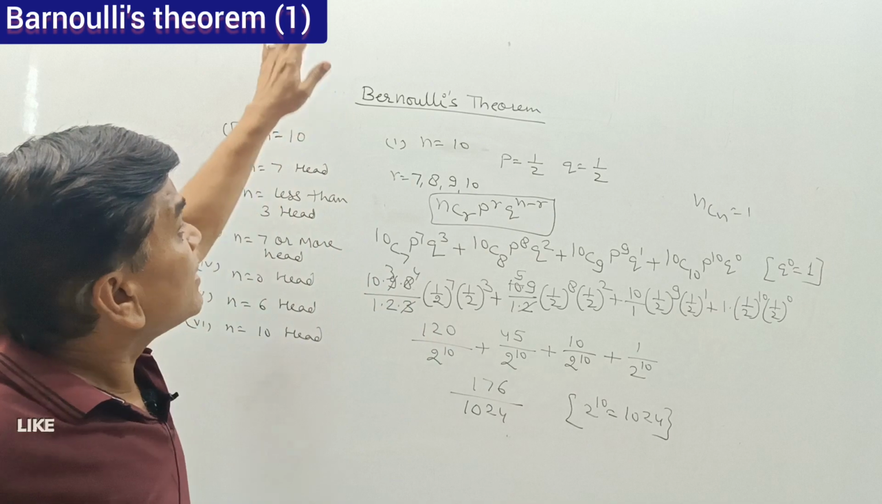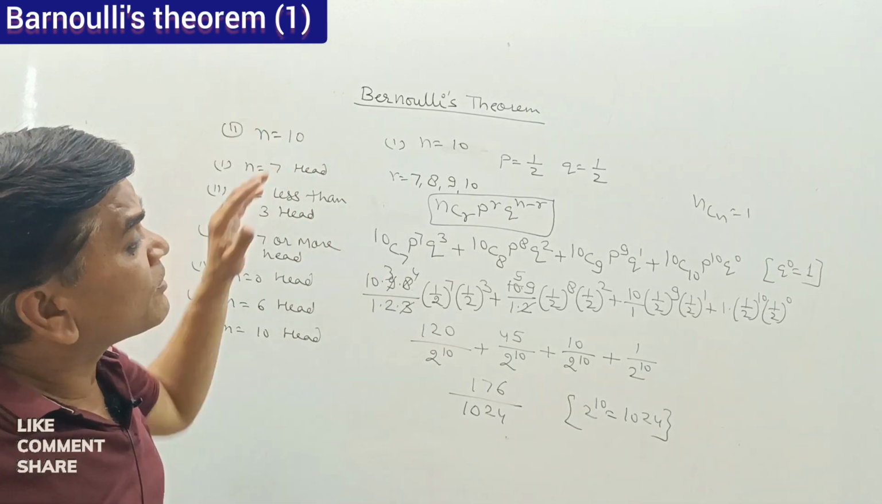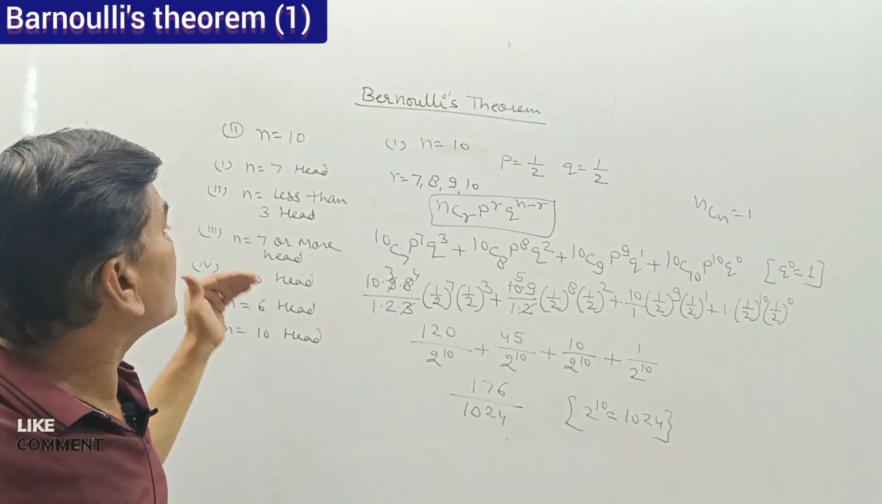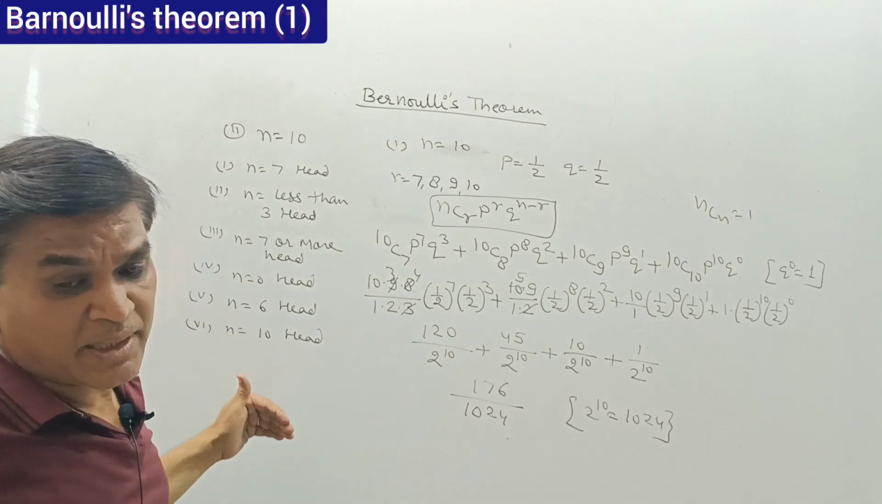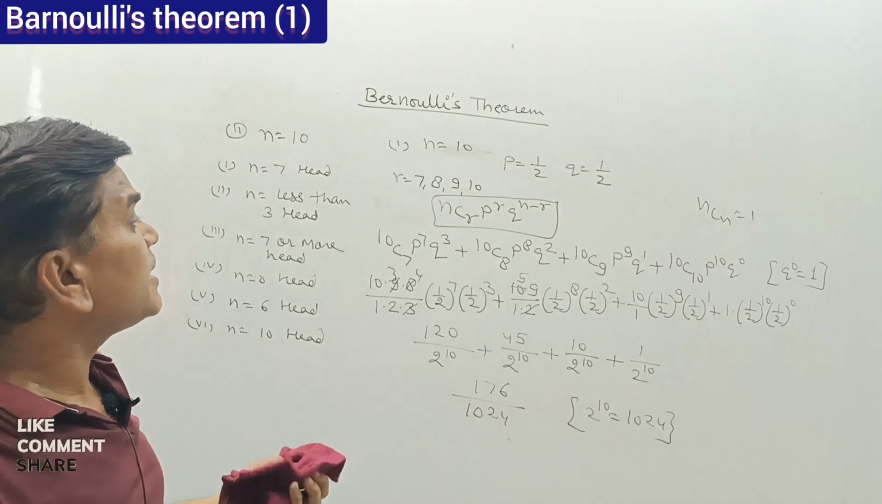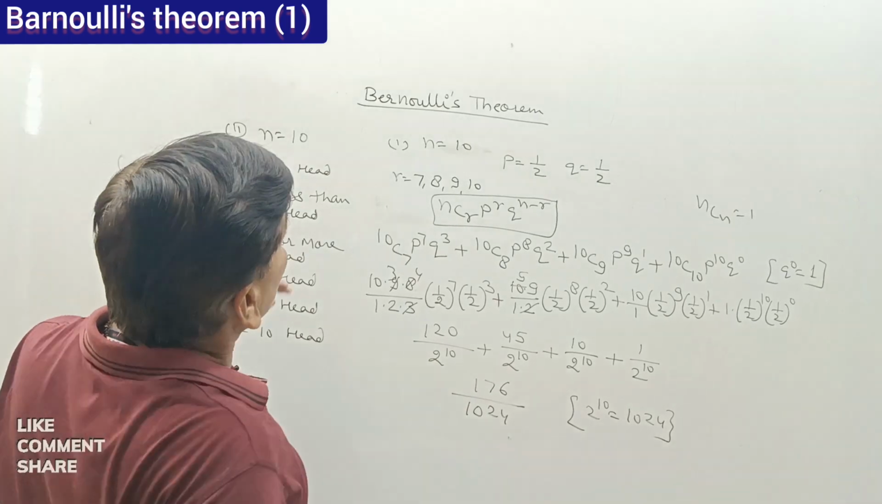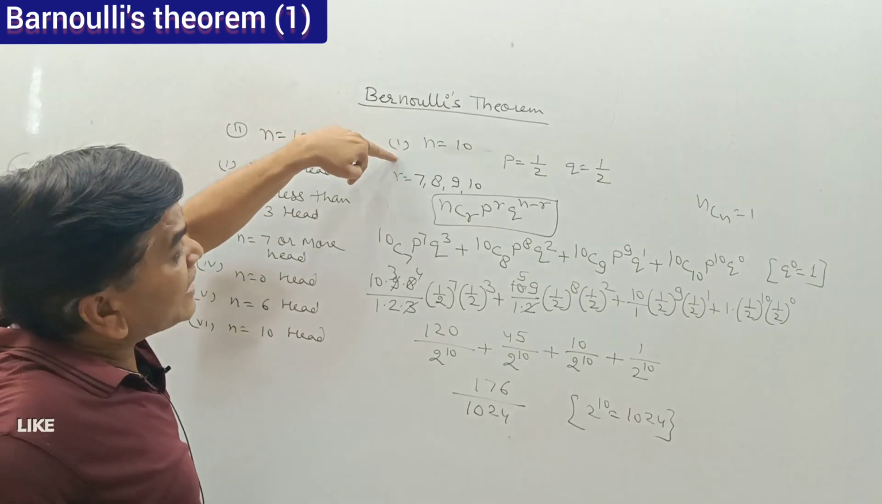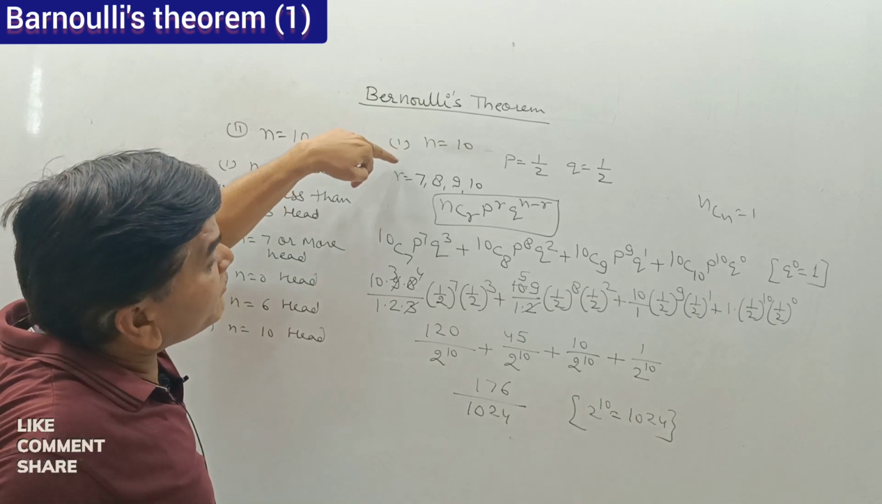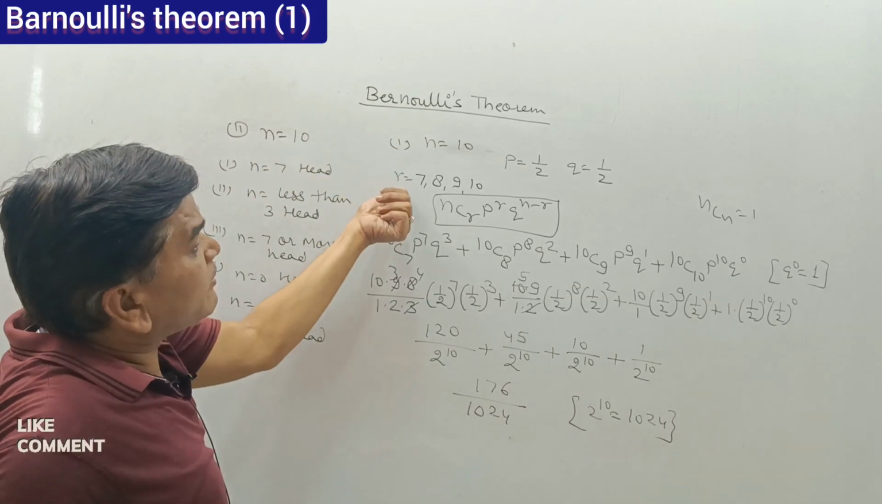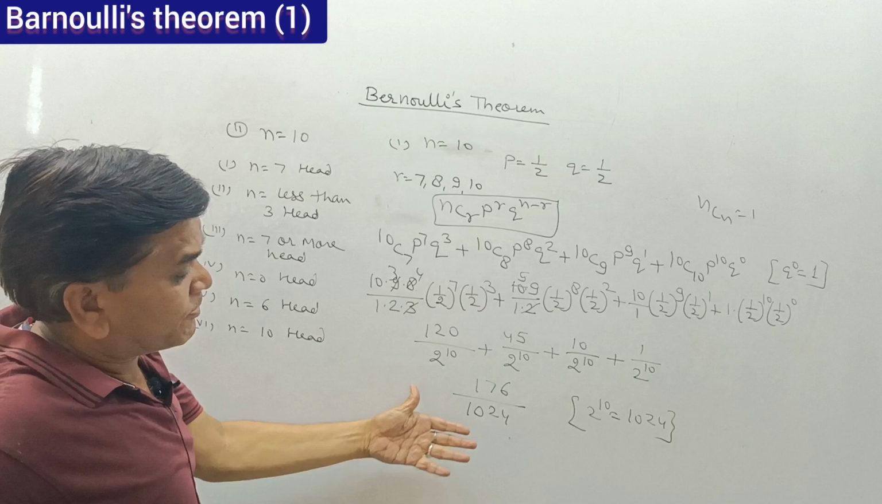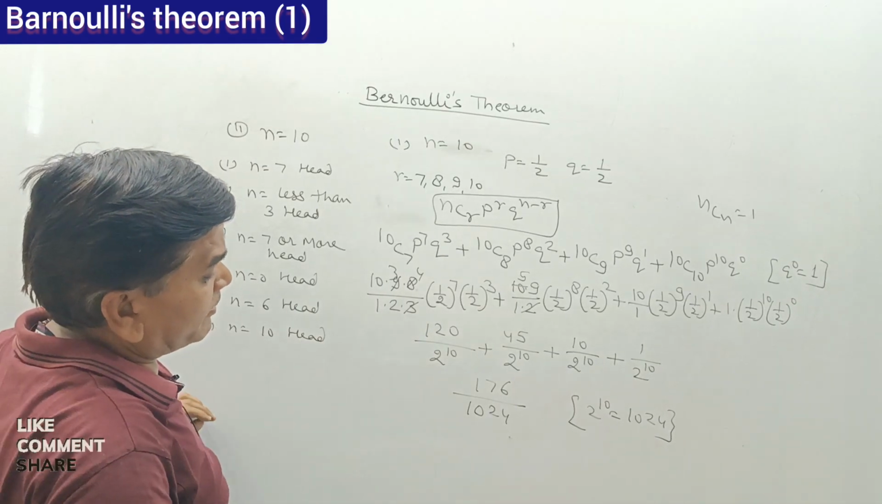So in this manner, using the Bernoulli theorem, we can do the calculations of any question. No problem at all, we can easily calculate the problem. So for the probability of 7 or more, there will be 7, 8, 9, 10. So the probability is 176 divided by 1024.